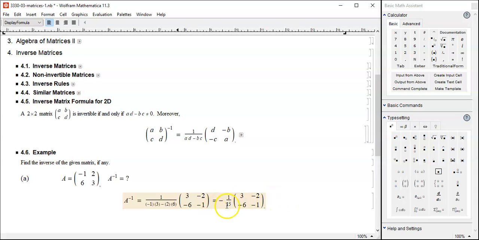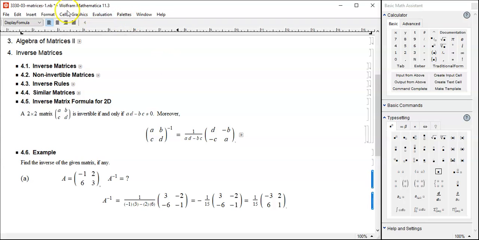If you want to pass the 1 over 15 inside and get a slightly different form, go ahead. It's okay. And if you think there are too many negatives flying around, then I can pass this negative inside and change all the signs. Okay, let me stop here. This is the inverse computation done by the traditional paper and pencil method.